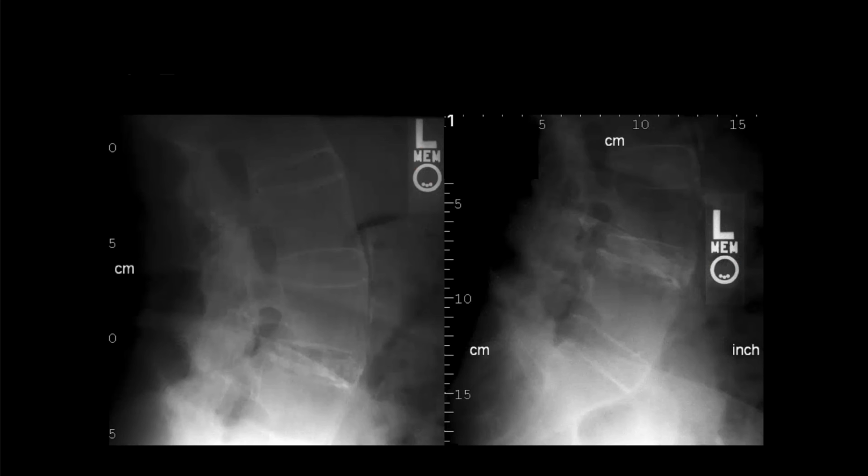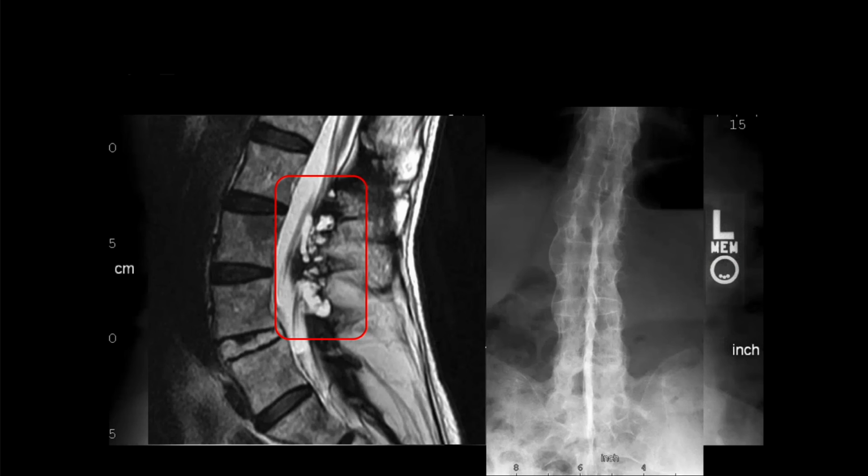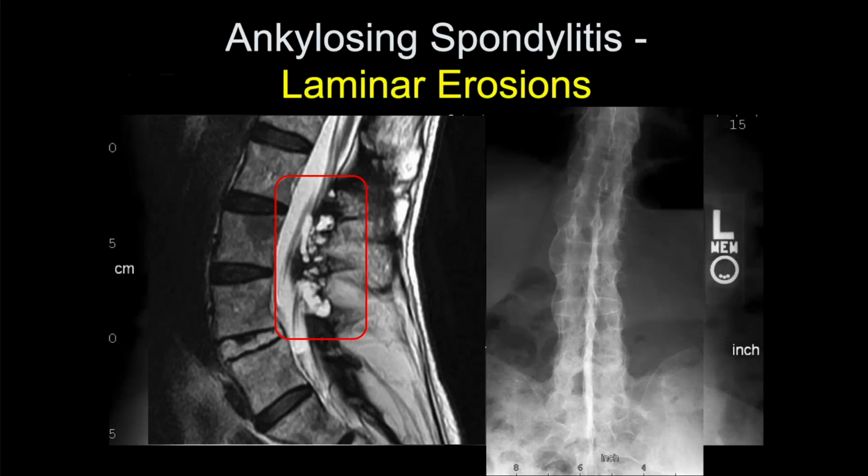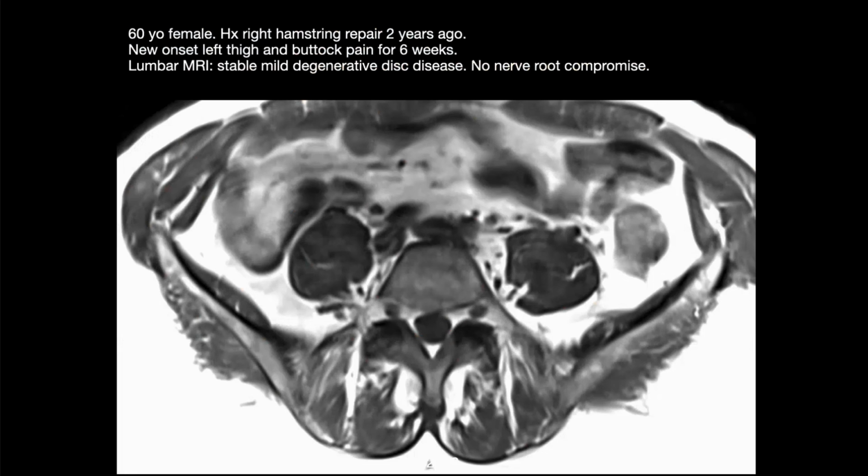Okay, Tayson. All right. So this is actually another case with dural ectasia. And here this is actually a fused disc, and you can see that there's a lot of fat in the fused disc, and here's another bamboo spine, with laminar erosions.